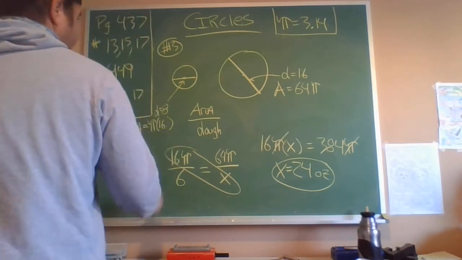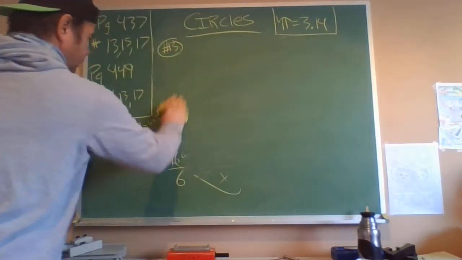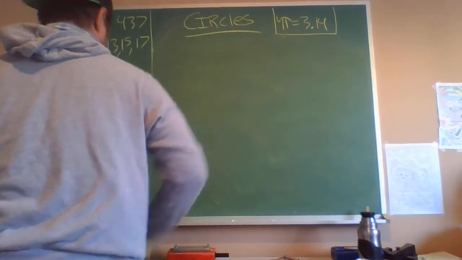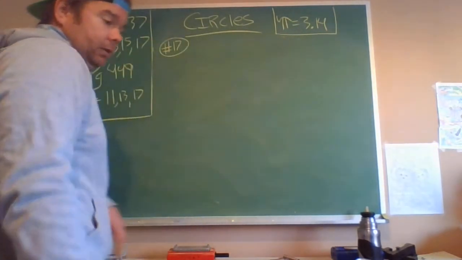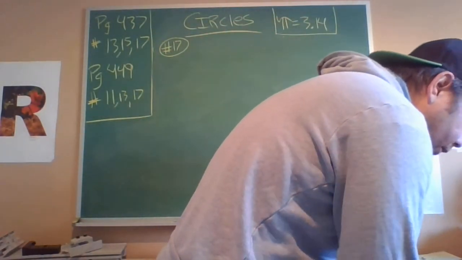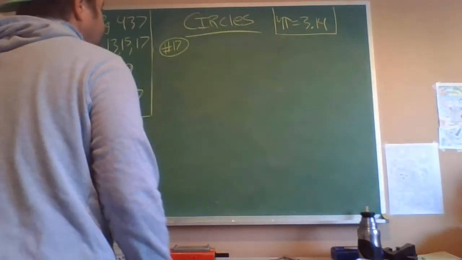Great. All right, one more, and I think the next one is also about pizza. Let's see, number 17. Which is the better buy? A 10-inch pizza costing $5 or a 15-inch pizza costing $9?